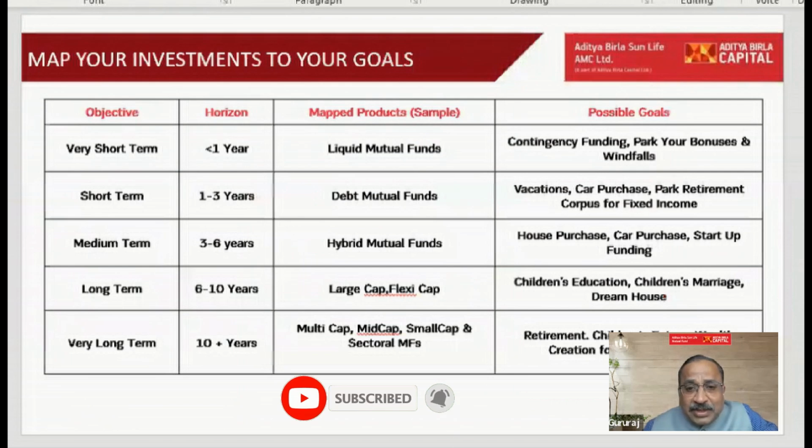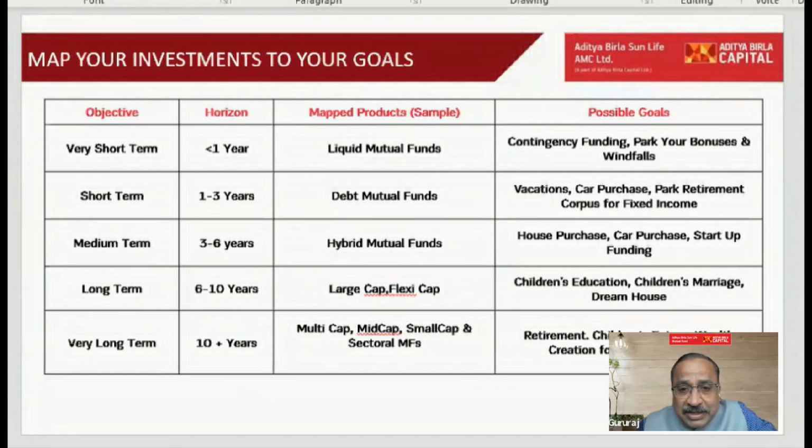So you can use this kind of chart, which shows which categories I have to choose based on my time frame. As I mentioned earlier, 1 to 3 years debt, 3 to 6 years maybe hybrid, 6 to 10 years you can look at large cap, flexi cap. Anything above 10 years you can look at multi cap for me. Of course, you can look at mid cap, small cap also. But for me, it is multi cap, large cap, flexi cap, and probably a hybrid mutual fund. And of course, the ELSS I'll own as a category.